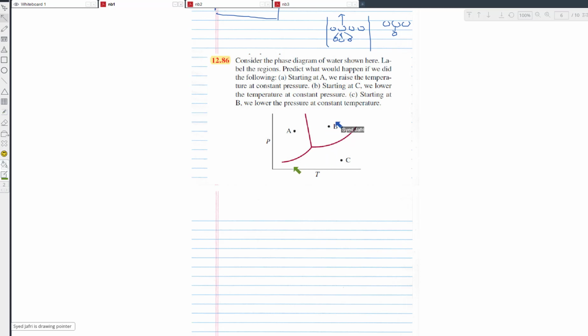At the line, right now what do you have here? Only gas. When you reach the line, what are you going to have? Liquid and gas, both. It's condensing. When you cross that line and enter into this region, you have only and only liquid. Am I right? Now look at the answer. I want you to see the answer.